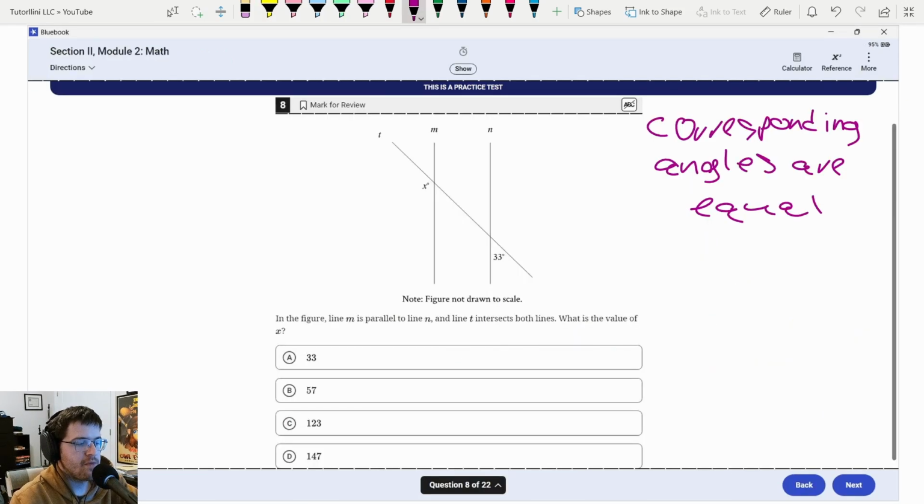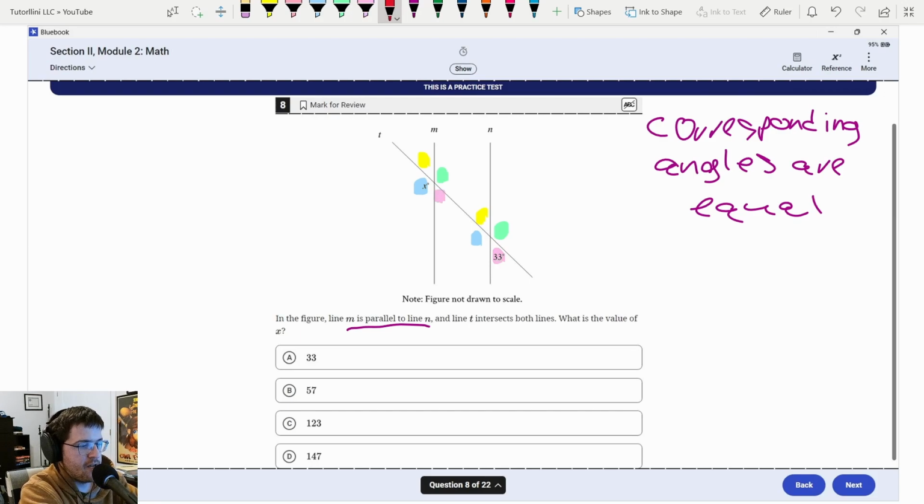Okay, question 8. So to tackle this one, I'm going to use the knowledge that corresponding angles are congruent when we have parallel lines. They tell you that M and N are parallel. They say that in the question. So to help you see it, I'm going to label them with colors. So the top left is congruent to the top left. The top right is congruent to the top right. The bottom left is congruent to the bottom left. And the bottom right is congruent to the bottom right.